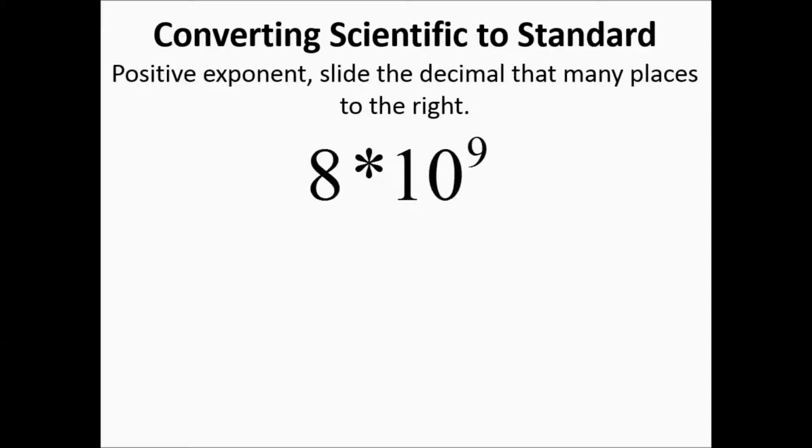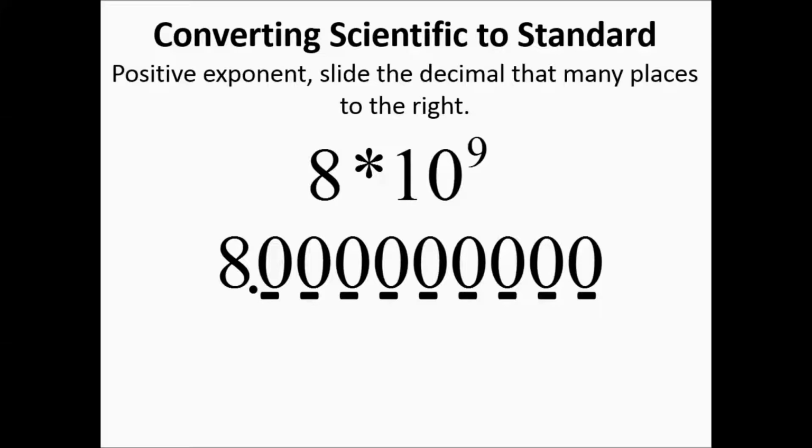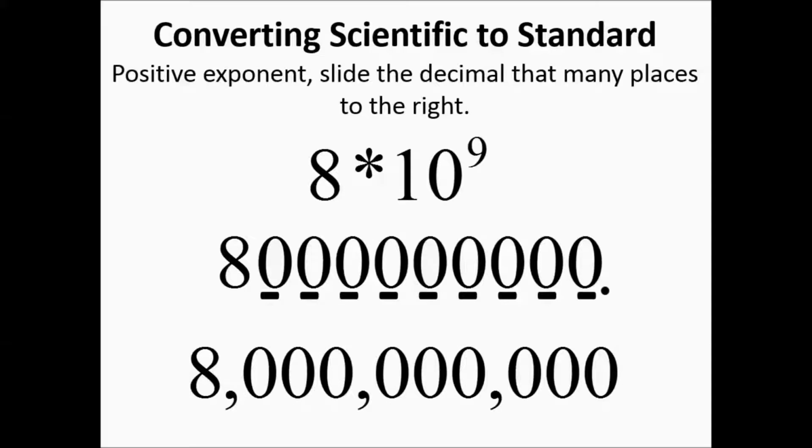So now we have 8 times 10 to the power of 9. With this one, 8 is just a single digit number. There's no decimal after, but you could think of it as 8 point and then nothing. This one, you're going to slide the decimal 9 places to the right. There are no other digits, so in this one you will need 9 zeros. And we have 8 billion. That's how much money you're going to make if you understand this.